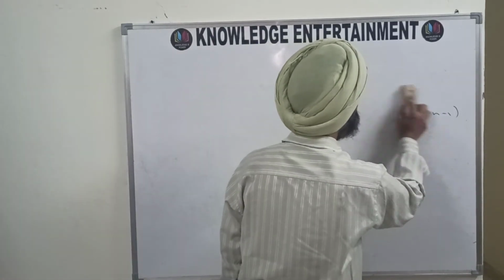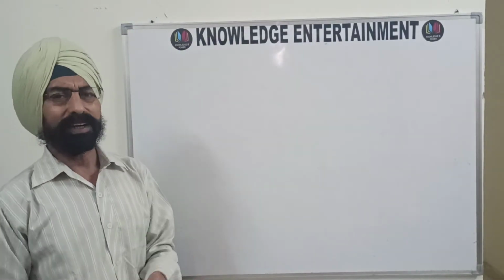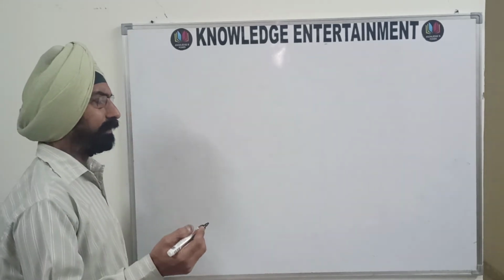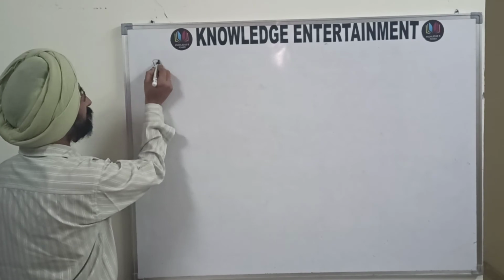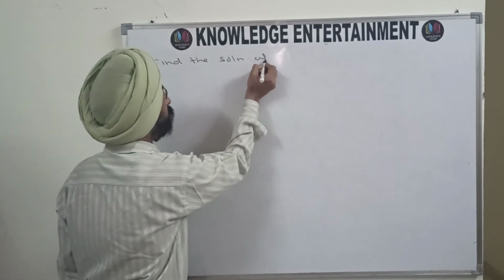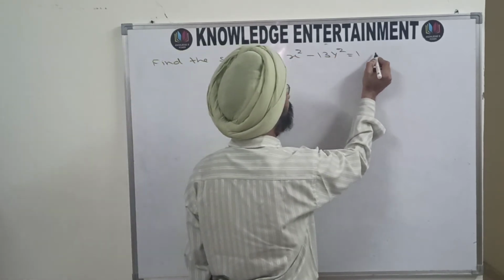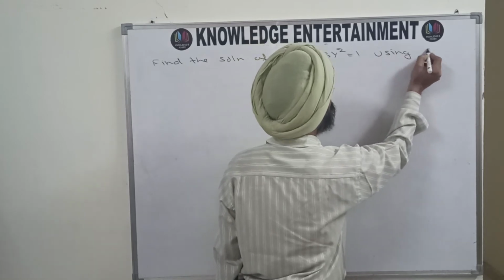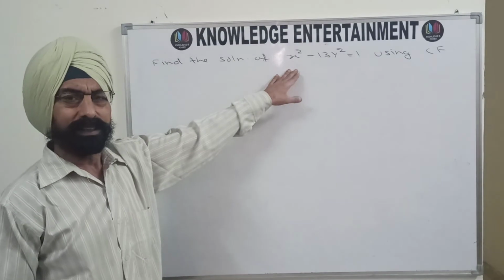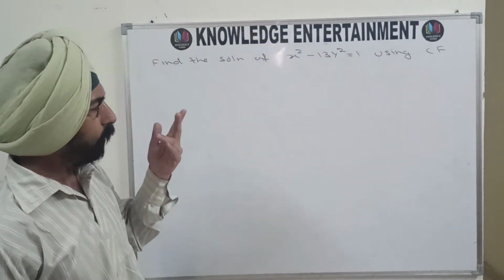I'll try to take one question for even expansion length, and one example with length to be odd. So let us have two examples. First, find the solution of x square minus 13y square is equal to 1 using continued fractions. This is the Pell's equation, and we will solve this Pell's equation using continued fractions. So how to solve it?